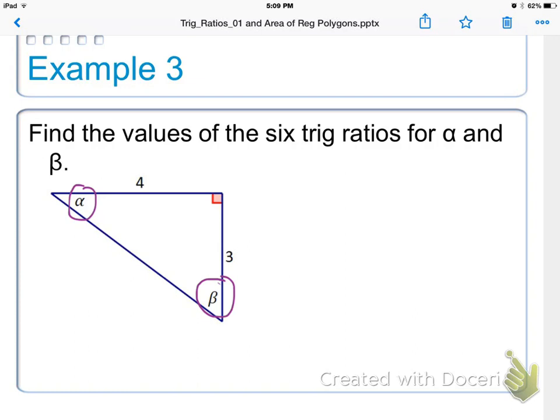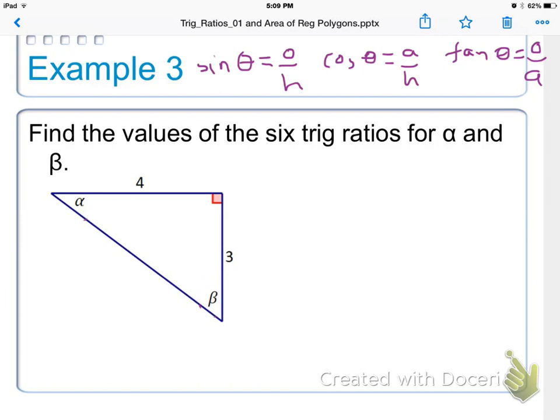So we're going to have to remember SOHCAHTOA: sine theta equals opposite over hypotenuse, cosine theta equals adjacent over hypotenuse, and tangent theta equals opposite over adjacent. So we have to remember those ones there. So I'm going to leave them at the top. And let's start.